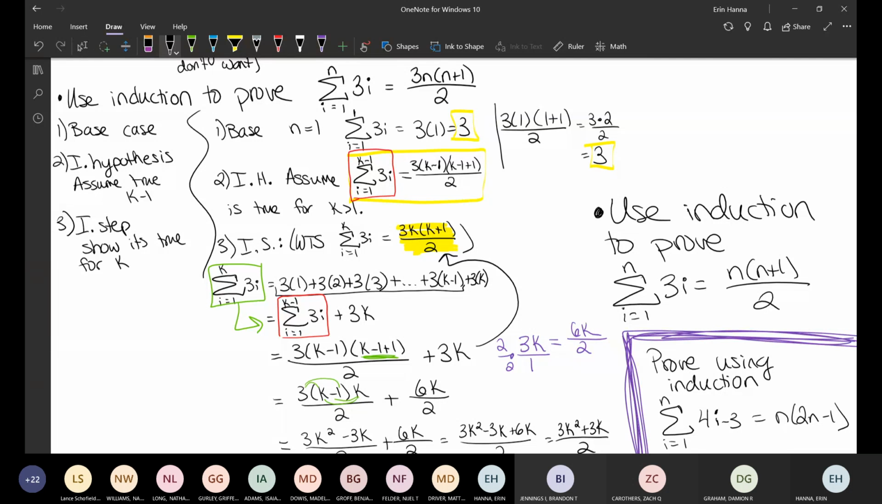So K minus one is not correct. I'm sorry. Gotcha. So you split this sum into the sum from 1 to K minus 1 plus the last term. The last term of this sum would be plugging in K. So you get 4K minus 3. So you split this up into the sum from 1 to K minus 1 plus 4K minus 3.